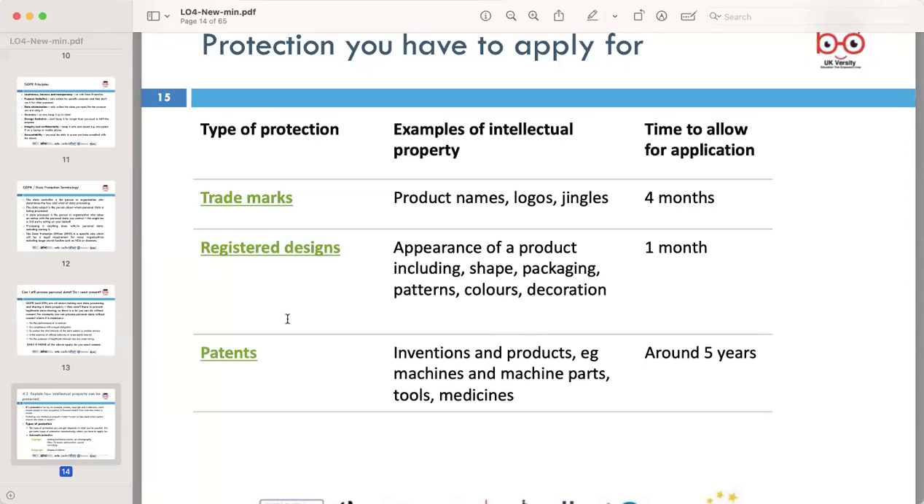Then finally, patents. Patents are applied for protecting inventions and products such as machine parts, tools, and medicines, with an extensive application period of around 5 years.